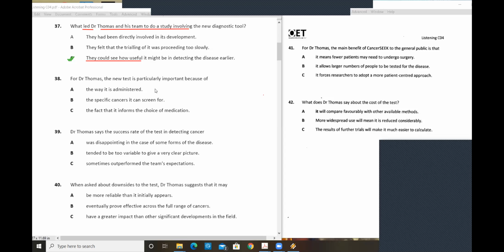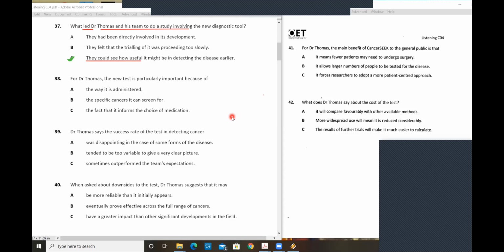Okay, then second one, the new test is particularly important because of. So can I ask Kathan here to explain what answer have you selected and why? Yeah, ma'am. Please go ahead. Yeah, I selected B.